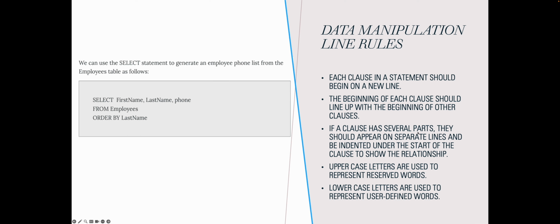If a clause has several parts, they should appear on separate lines and be indented underneath the start of the clause to show the relationship. Uppercase letters are used to represent reserved words, so select, from, and order by are obviously my reserved words. And then lowercase letters are used to represent user-defined words. That's what the column names and the table names are. Those were user-defined. It's not universal between any database that you go into. It's specific to the data that you have inputted into your database.